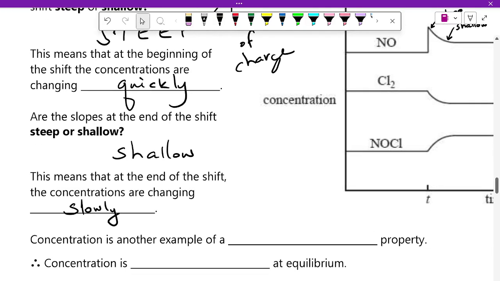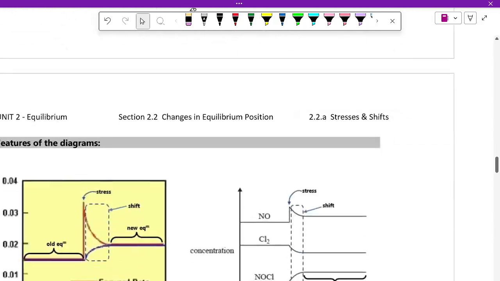Concentration is an example of what type of property? Macroscopic, yes. And we know that all macroscopic properties, including concentration, what is true about them at equilibrium? They are constant. Okay, very good.